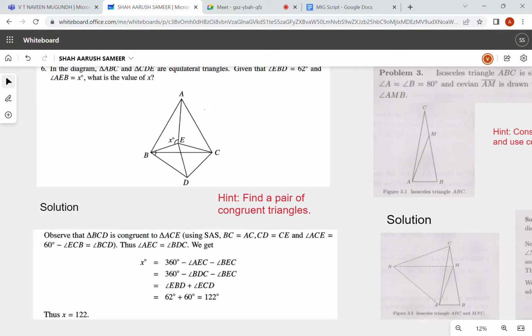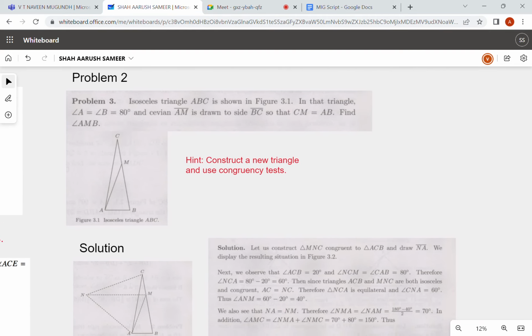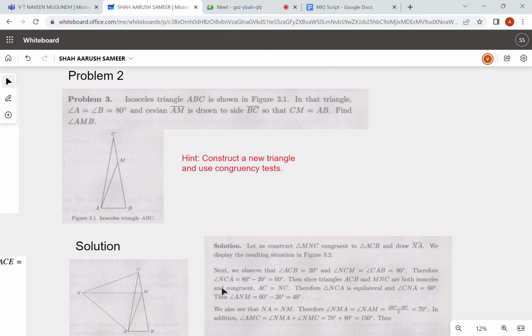Now, I'll be passing my time to Naveen to cover example 2. Hi, so I'll be covering example 2.